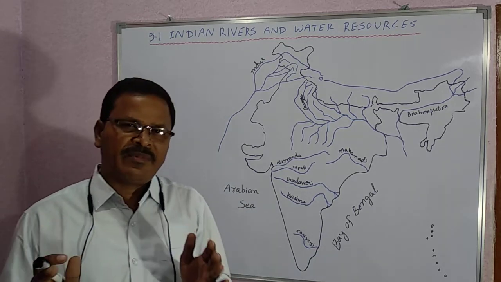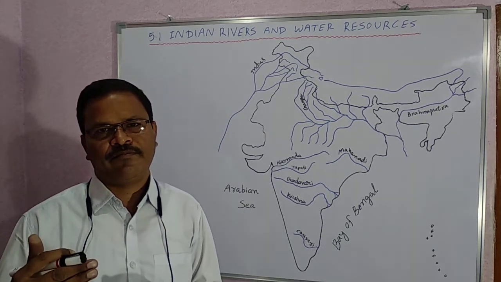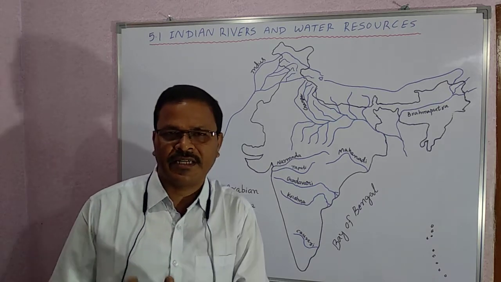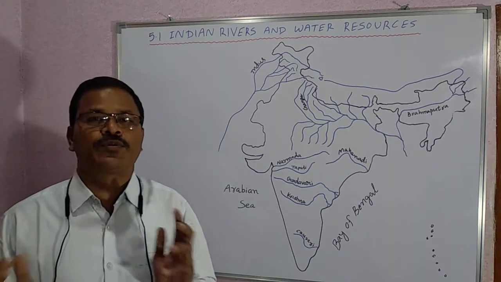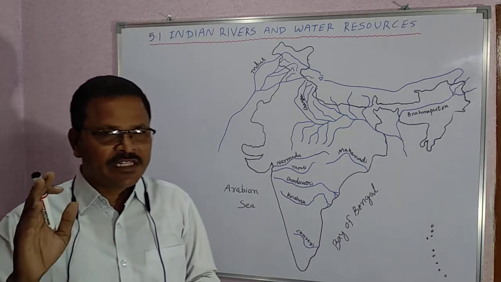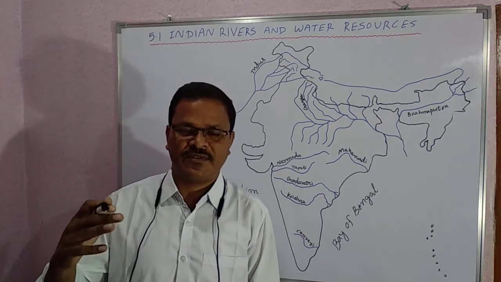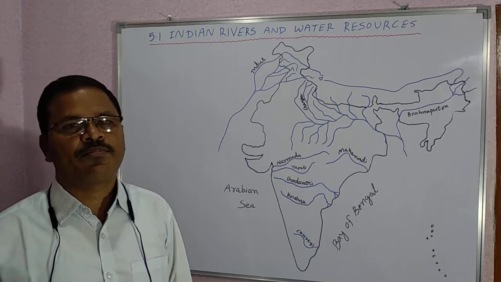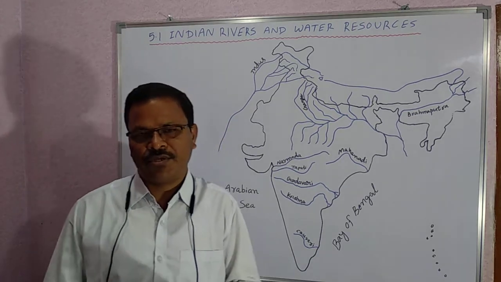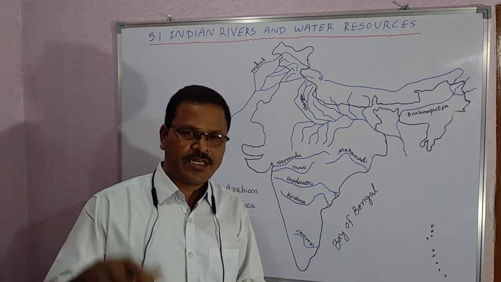Nearly 40 million hectares of land in India is flood prone, and the same extent of land in India is drought prone. What is the reason for this? About 70% of surface water resources are polluted. What is the reason for this? These questions will be answered in our forthcoming lessons. Now let us start.